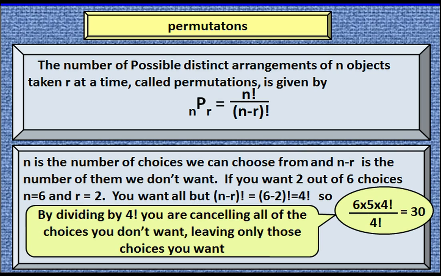n is the number of choices we can choose from, and n minus r is the number of them we do not want. If you want 2 out of 6 choices, n equals 6 and r equals 2. You want all but n minus r factorial, which is equal to 6 minus 2 factorial, which is equal to 4 factorial. So, by dividing by 4 factorial, you are canceling out all of the choices you don't want, leaving only those choices you do want. 6 times 5 times 4 factorial divided by 4 factorial equals 30.